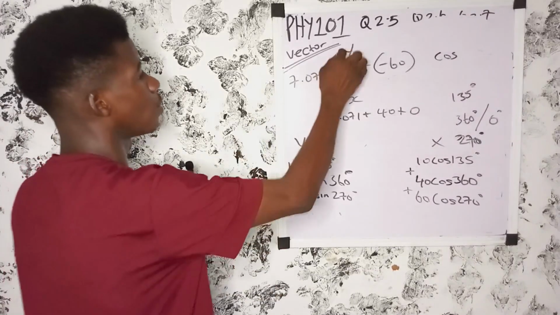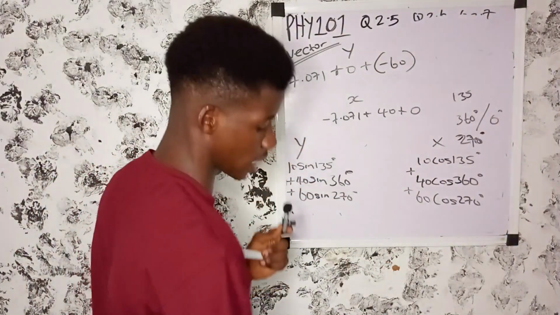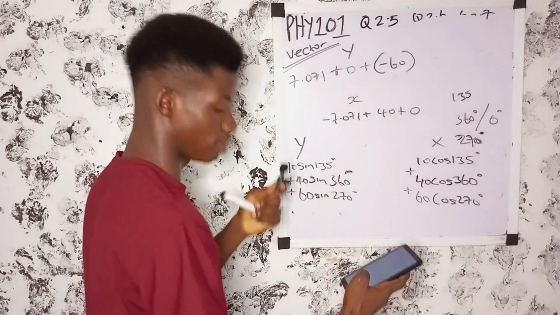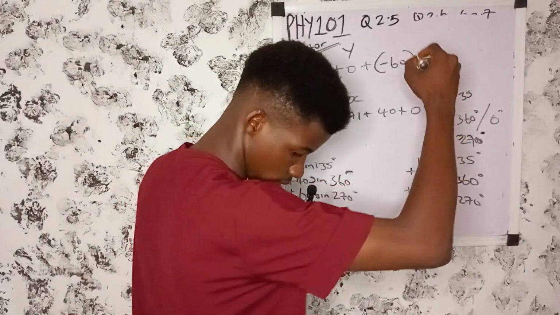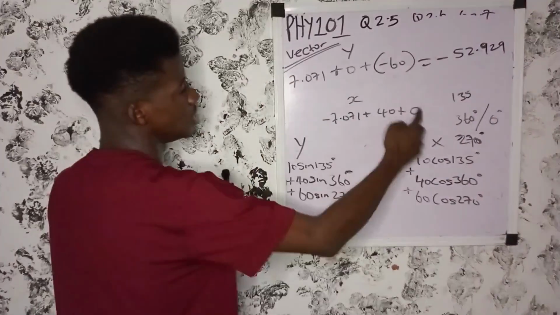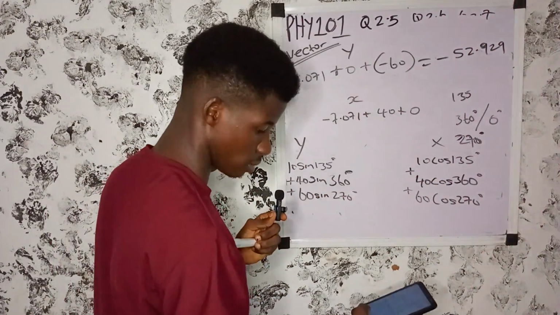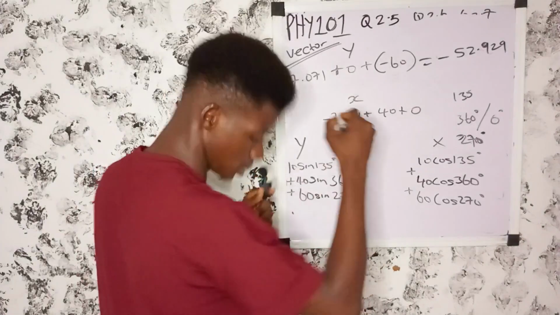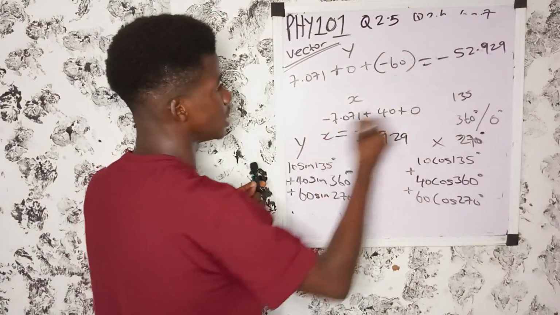Let's add all this up. For y: 7.071, plus 0, plus minus 60, gives us minus 52.929. For x: minus 7.071 plus 40 gives us 32.929. So this is our y, and this is our x.